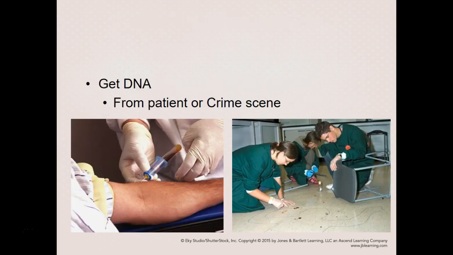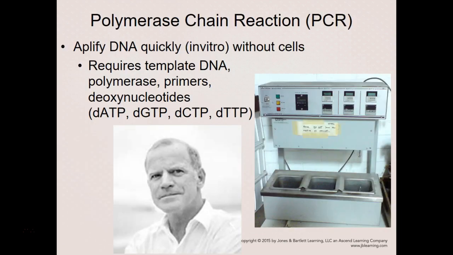So in this case, we're going to have to get DNA from something. If it's at a crime scene, we might be picking up small amounts of blood or tissue from under their fingers. If we're working with a patient, we might just take some blood so that we can then run tests on it.